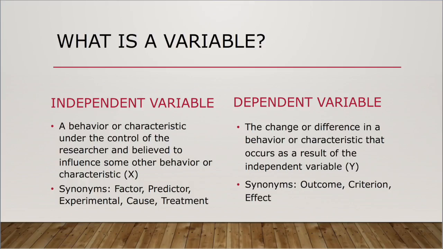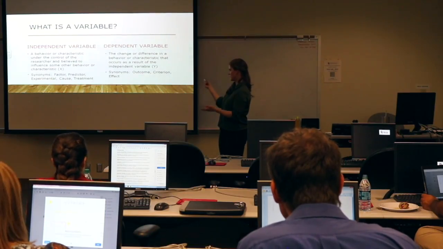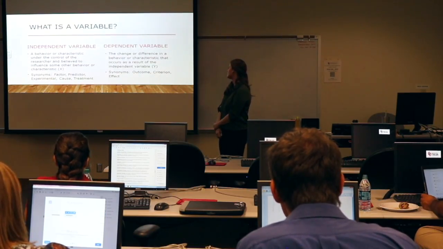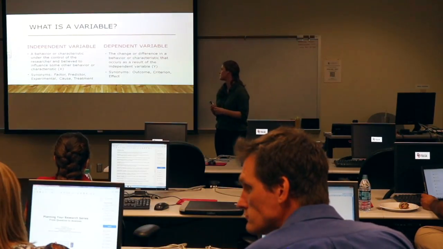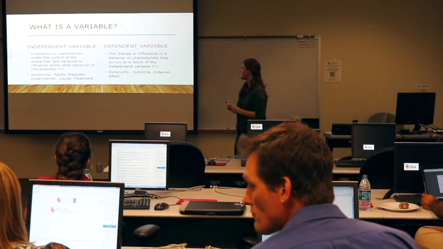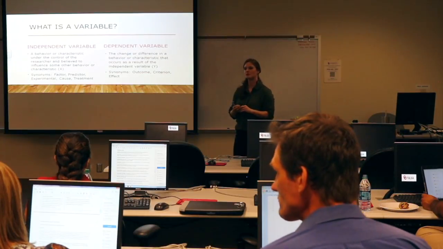Okay, so a dependent variable is really just how it sounds. It depends on something. It's the one that is being acted upon, or being influenced by something else. So I have the definition here: a change or difference in a behavior or characteristic that occurs as a result of the independent variable. It's also known as the Y variable. And then I've listed some synonyms again: outcome, criterion, effect. Those are words I use pretty frequently when referring to a dependent variable.